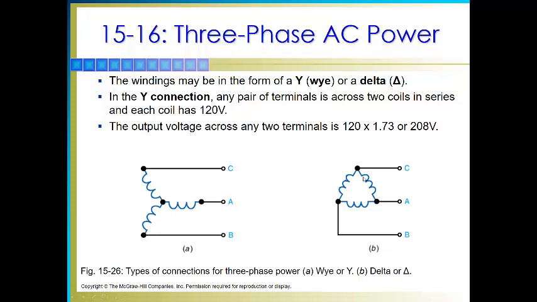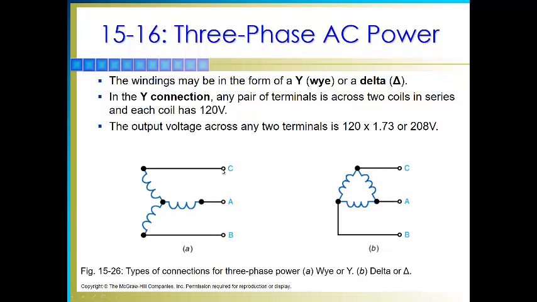Whereas in the delta connection, you have this connection like that, and then you have three terminals. When you measure the voltage across any two terminals, like AC or AB or BC, you will read the same amount of voltage that is going through this coil right here, okay? Because if you measure the voltage from here to here, you are only measuring the voltage across this coil, and that will give you exactly 120 volts.